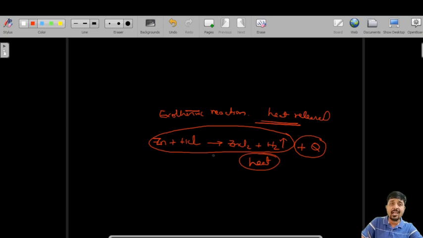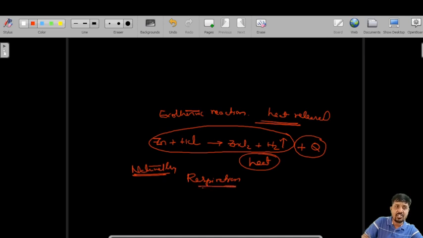So what is an exothermic reaction? The chemical reaction in which heat is released is called an exothermic reaction, but he has asked for a chemical reaction which occurs naturally. What is the best example of an exothermic reaction which occurs naturally? Our answer is respiration. You all know that in respiration heat is released. That's why respiration is the best example of an exothermic reaction which occurs naturally.